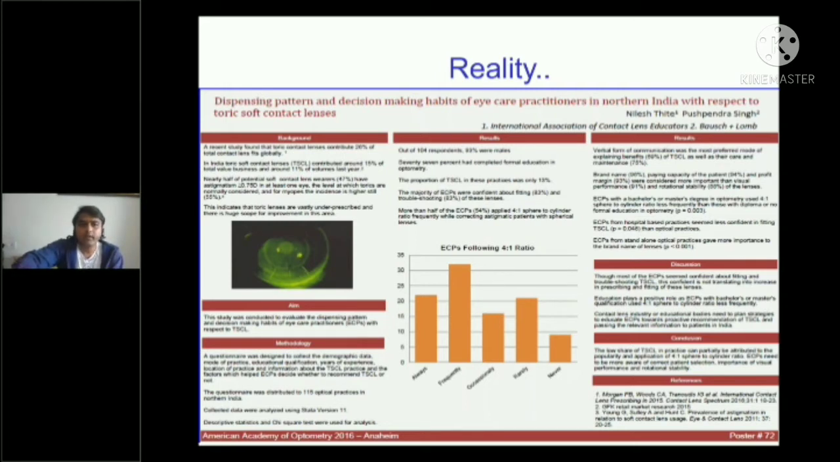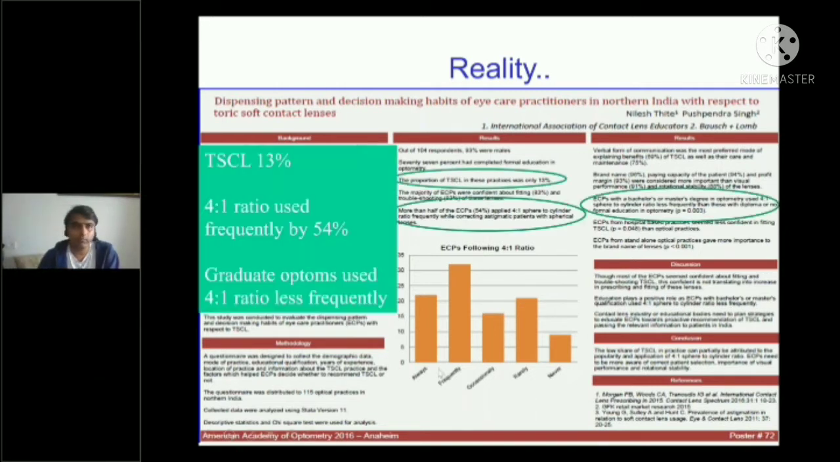So we tried to understand what makes people prescribe contact lenses and some interesting things we found out. Okay, so first of all, this was done in northern India.